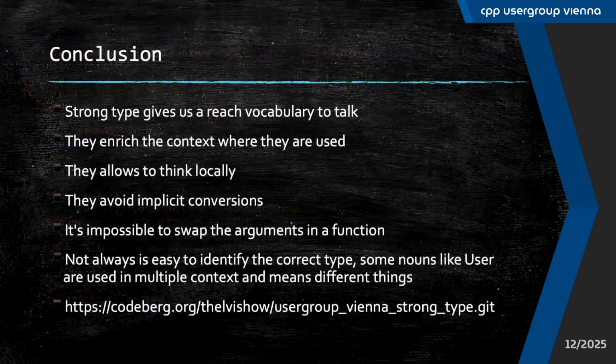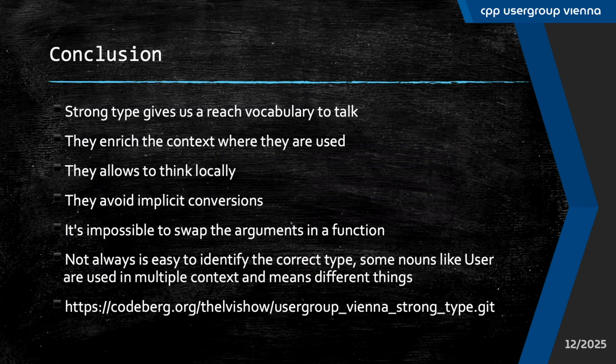Right, some conclusions. What happened now is that from a single std string, we have words like email, password, hashed password, user ID. So they give us a vocabulary. When we talk about a problem, we are very specific in the description of the problem. So these types also enrich the context where they are used.